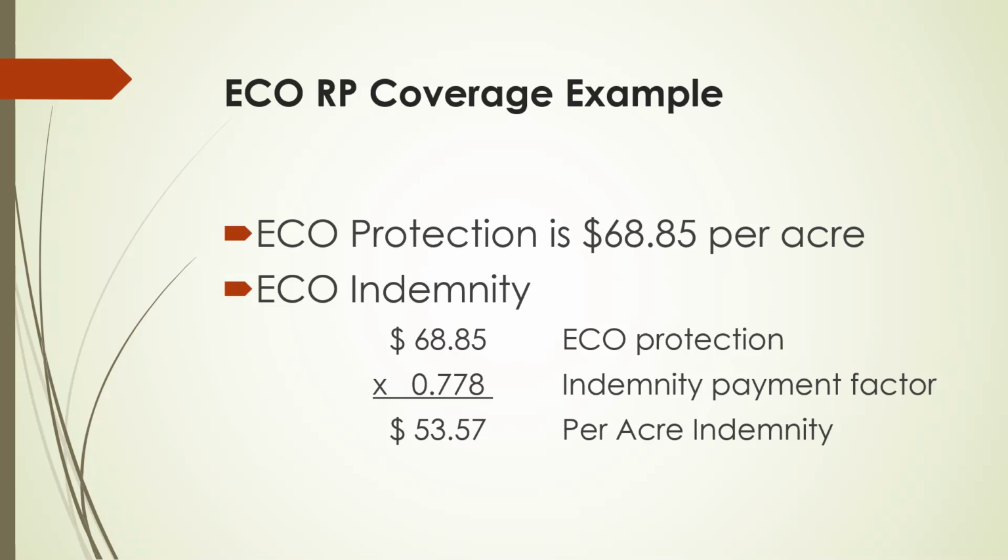If you remember from the previous slides, the ECO protection was $68.85 per acre. So to determine what the payment would be, we would take the $68.85 of ECO protection times the payment factor of 0.778 and come up with a payment of $53.57 per acre.